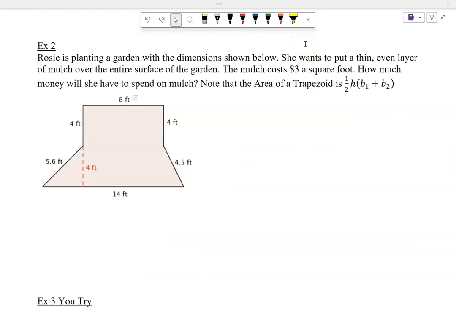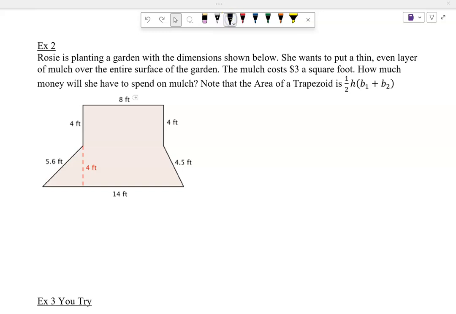Second example, looks like Rosie is planting a garden with the dimensions shown below. She wants to put a thin, even layer of mulch over the entire surface area. The mulch costs that much per square foot. How much is she going to have to spend? So we need to know the area of this, right? We need to know how many square feet we have here. And then we can figure out the total cost from that, because I know it's $3 for every square foot. So let's find out how much total square footage we have.